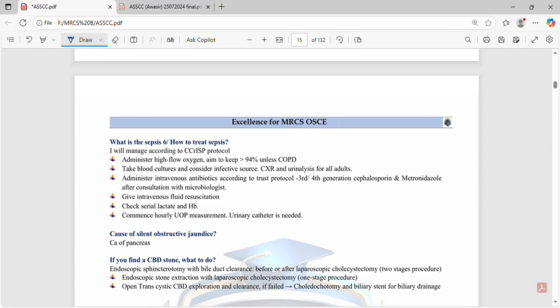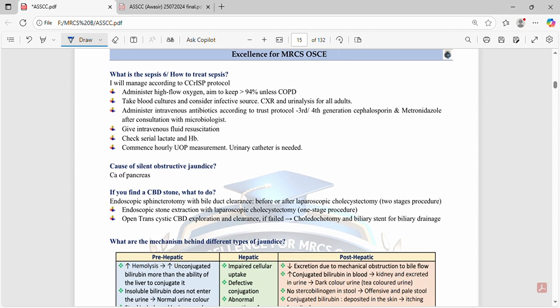So what is sepsis 6? How to treat? I will manage according to the CRISP protocol and administer high flow oxygen. Remember, there are 6 steps. Give 3 to the patient, take 3 from the patient. Give him antibiotics, fluids, and high flow oxygen. Take 3 from him: ABGs, blood culture, and urine culture. Don't take anything else.